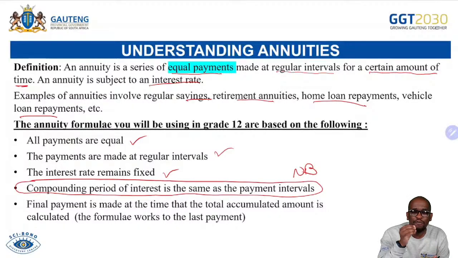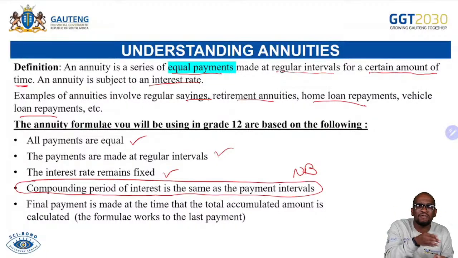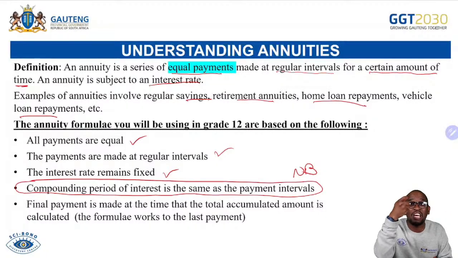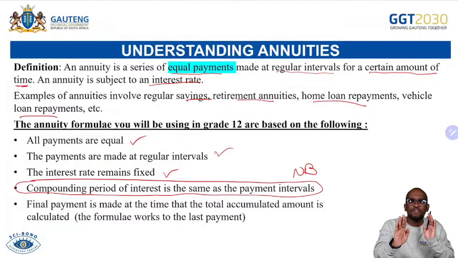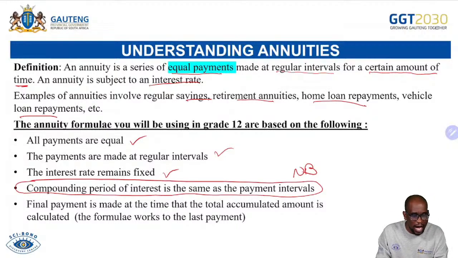If your interest rate is quarterly, but you are paying every month or investing every month, you have to change that interest rate using what? The conversion from one nominal rate to another that I showed you in the previous slide when we were still revising. So that's very, very important. It's key, because otherwise this formula will not work.